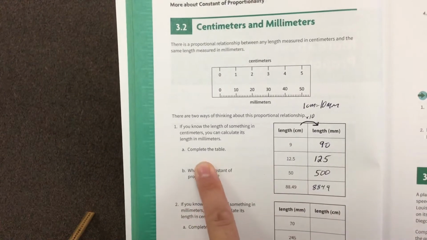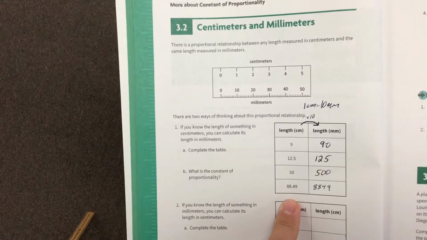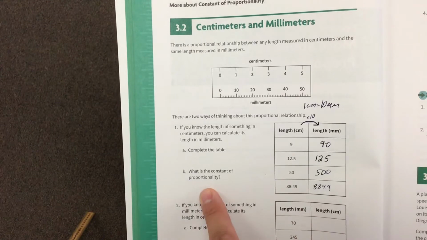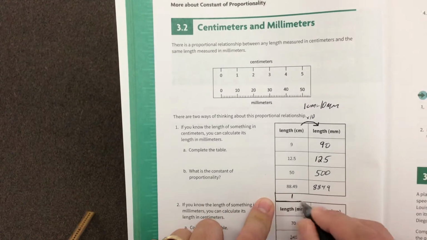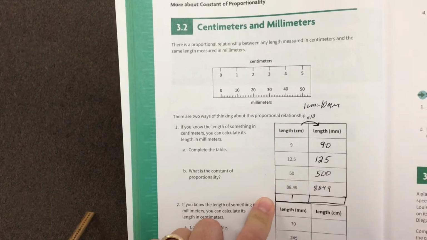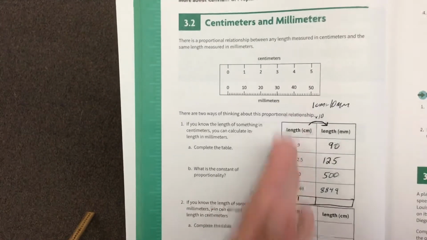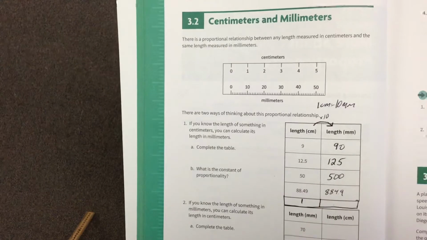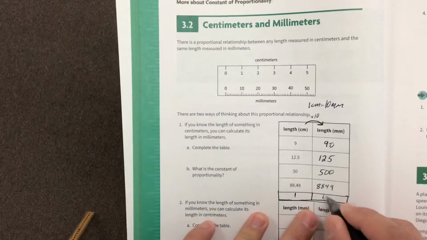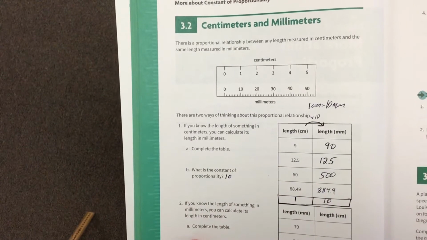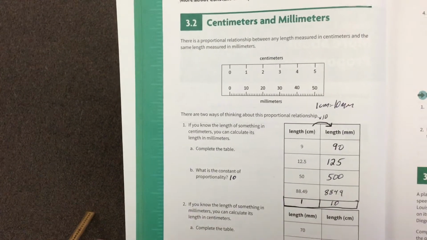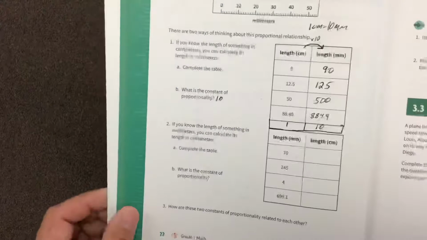Okay, so it says complete the table. Done. What is the constant of proportionality? That means if I had a 1 over here, what number would go next to it? Or what am I taking every number times? 10. 10 is the constant of proportionality. I'm taking everything times 10. Okay, take a look at number 2.